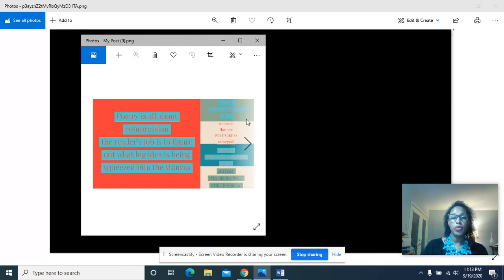And then we went through and we talked about these three questions. What does the poet feel? How are the poet's ideas conveyed? What is the poem really about?